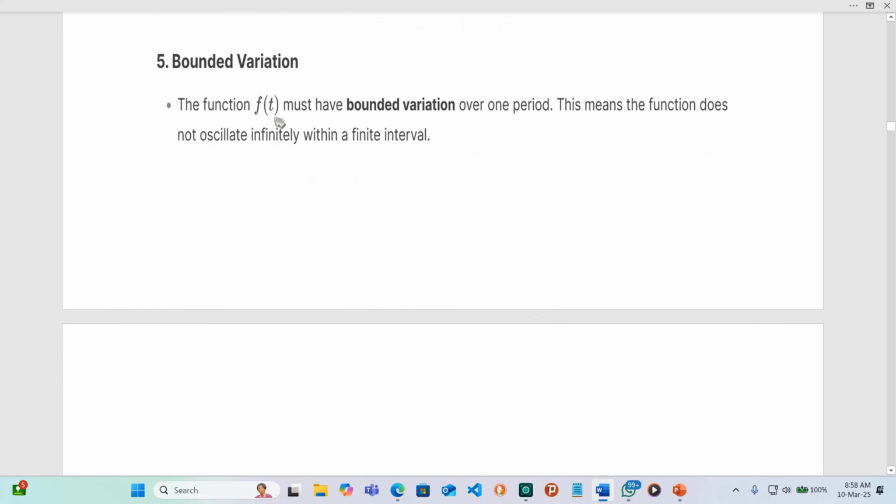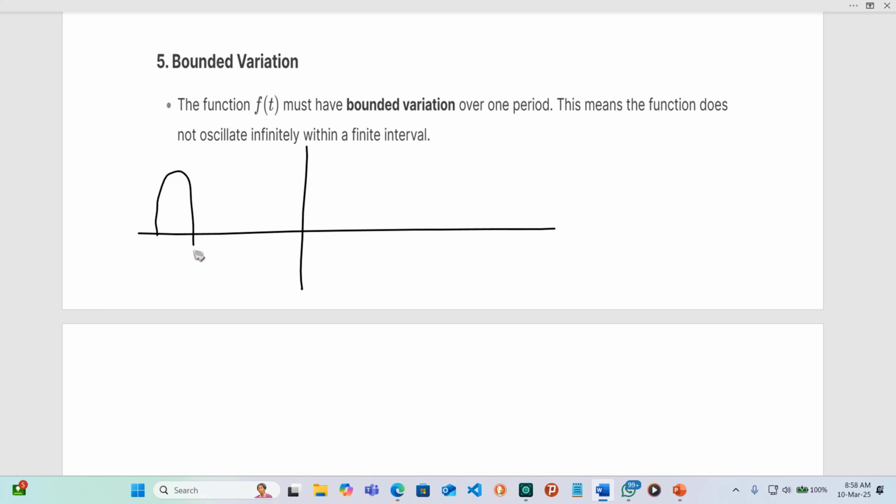So let's also talk about bounded variation. The function must have bounded variation over one period. This means that the function does not oscillate infinitely within a given interval. So meaning the number of changes by which this function is going to be changing or varying, you could have something like this.